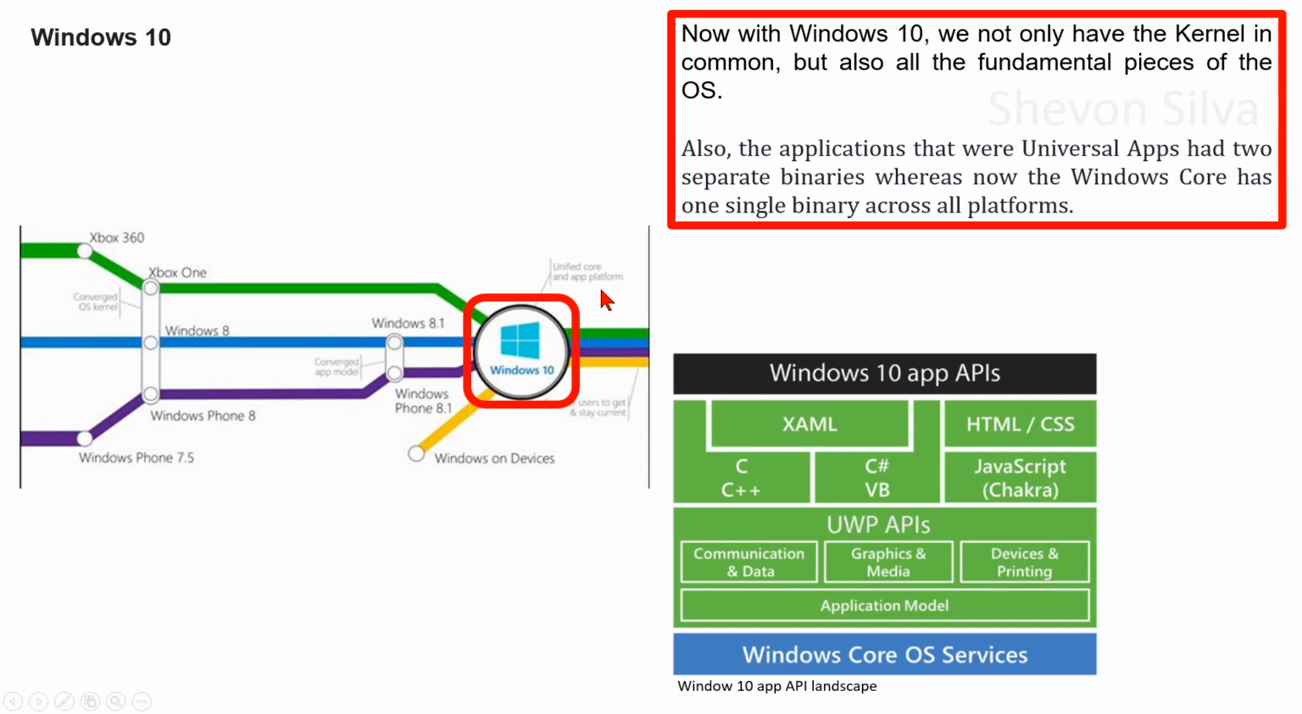The UAP is a collection of contracts and versions. This is the new platform on which the developers will be writing their applications. UAP is built on the Windows core, which is a collection of low-level APIs that are arranged in the form of contracts.